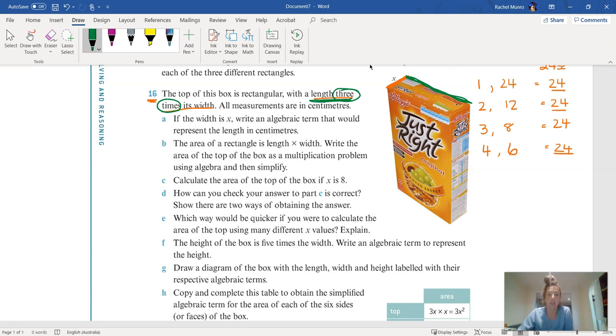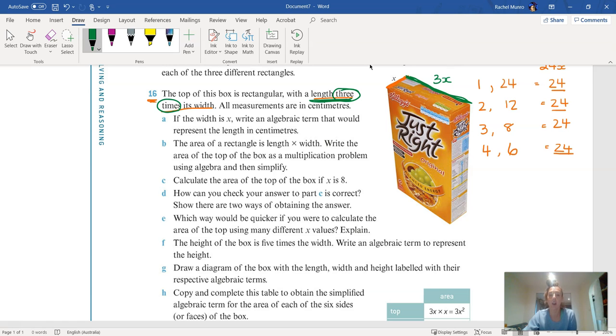Right. The area of the rectangle is length times width. Write the area of the top of the box as a multiplication problem using algebra and then simplify. Okay, so it told me that this was 3 times its width. So I know that this is 3x. It's 3 times as long as this side.